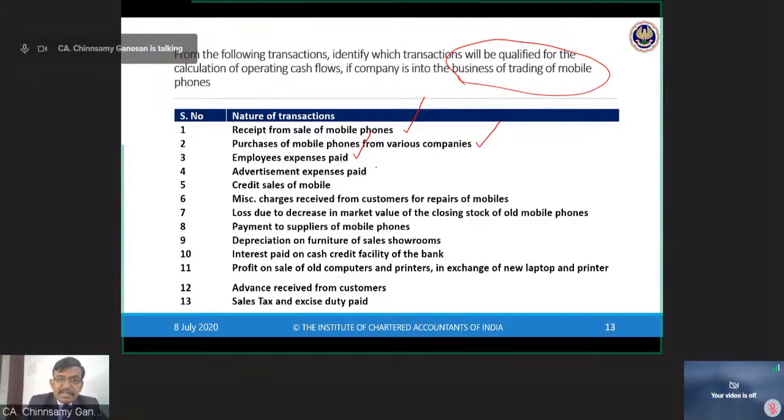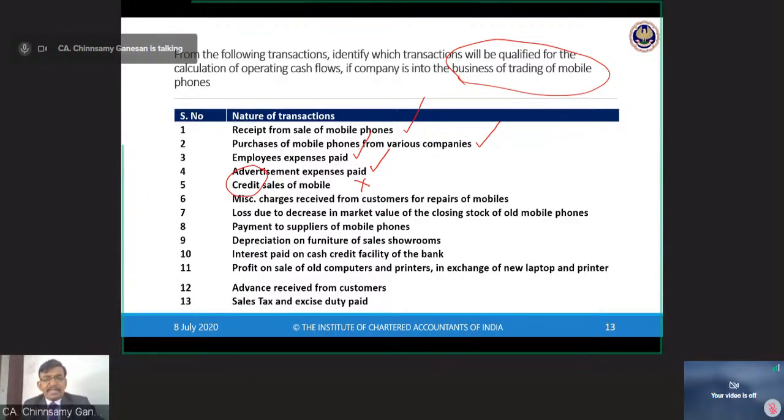Advertisement expenses are also part of my operating activities. Credit sales of mobile. This is also sales, should it be taken as part of my cash inflow? What is the cash which is coming out of that? It is a credit sale, so accordingly there is no cash generated. If it is cash sales, cash is coming in. In a credit sale, I credit sales and debit my trade receivable. Accordingly, this is not a cash inflow as far as operating activity is concerned.